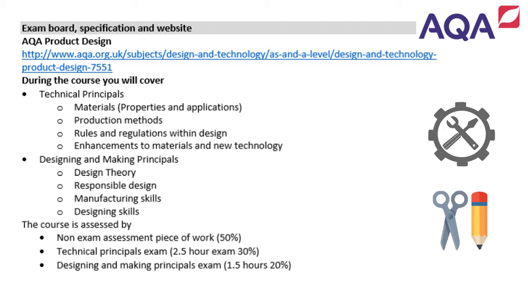So this course, this A-level, is going to be assessed in two ways. It will be a non-exam assessment piece of work, so your NEA, which is worth 50% of your A-level. The second assessment is through two different exams. So there'll be an exam on your technical principles, and there'll be an exam on designing and making principles. But we will cover this theory before these exams are taken.